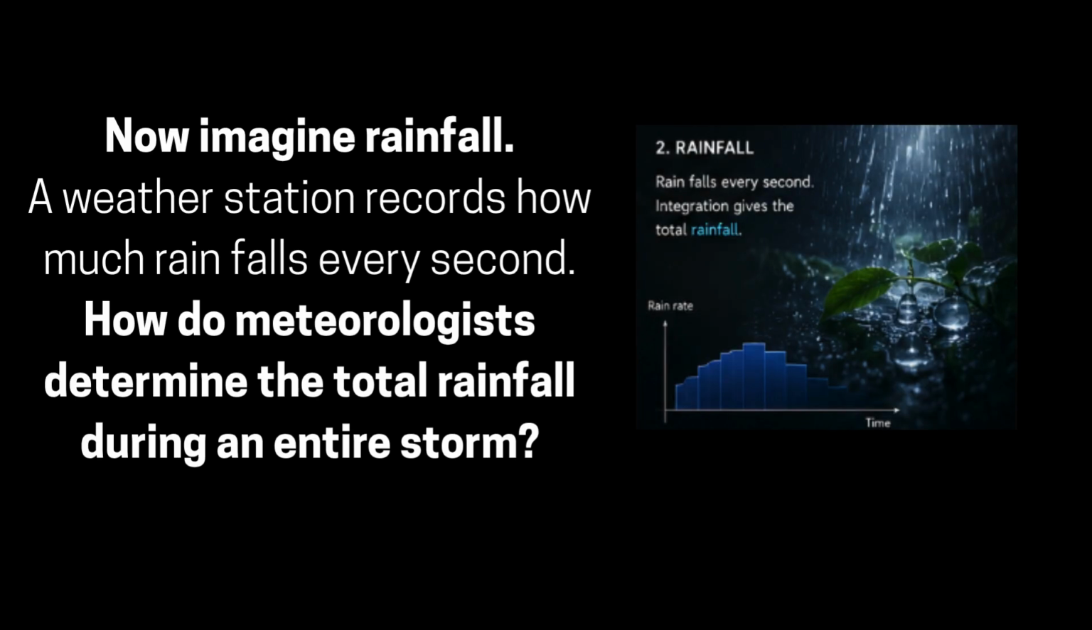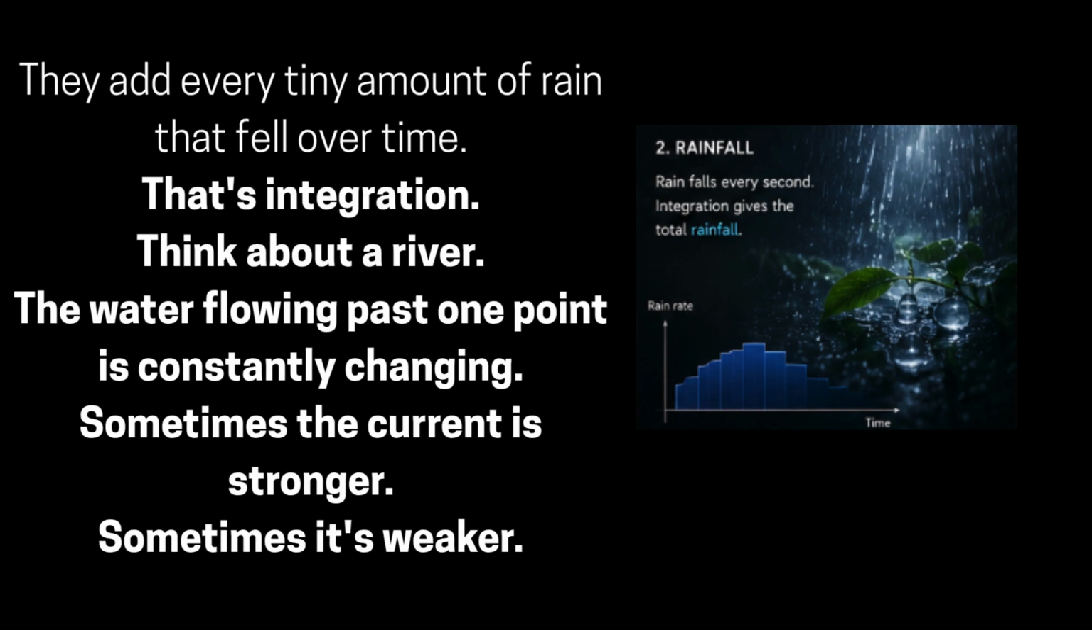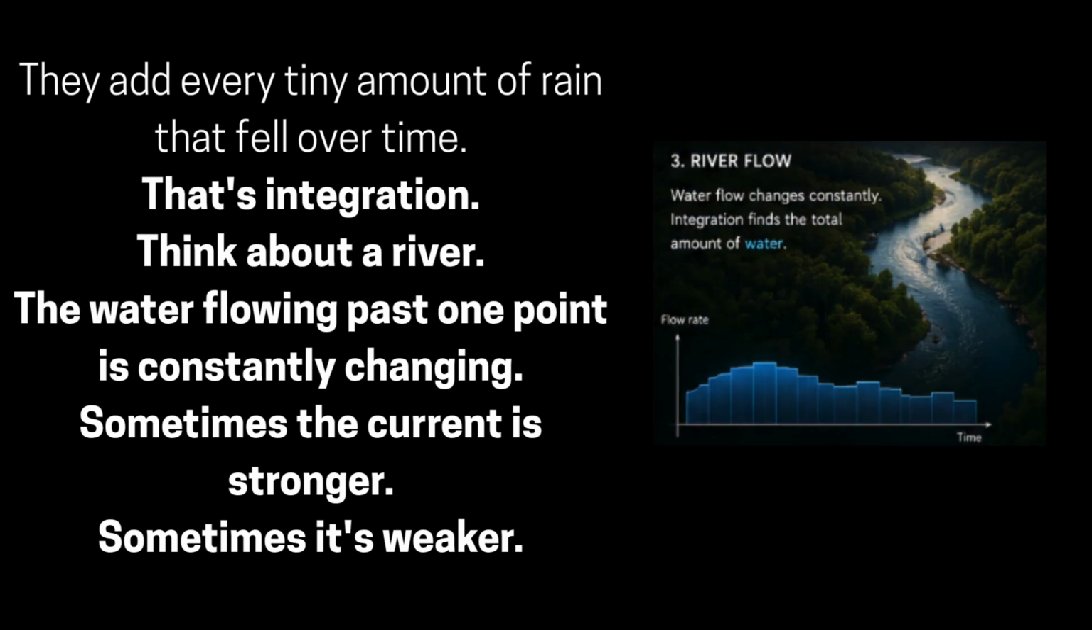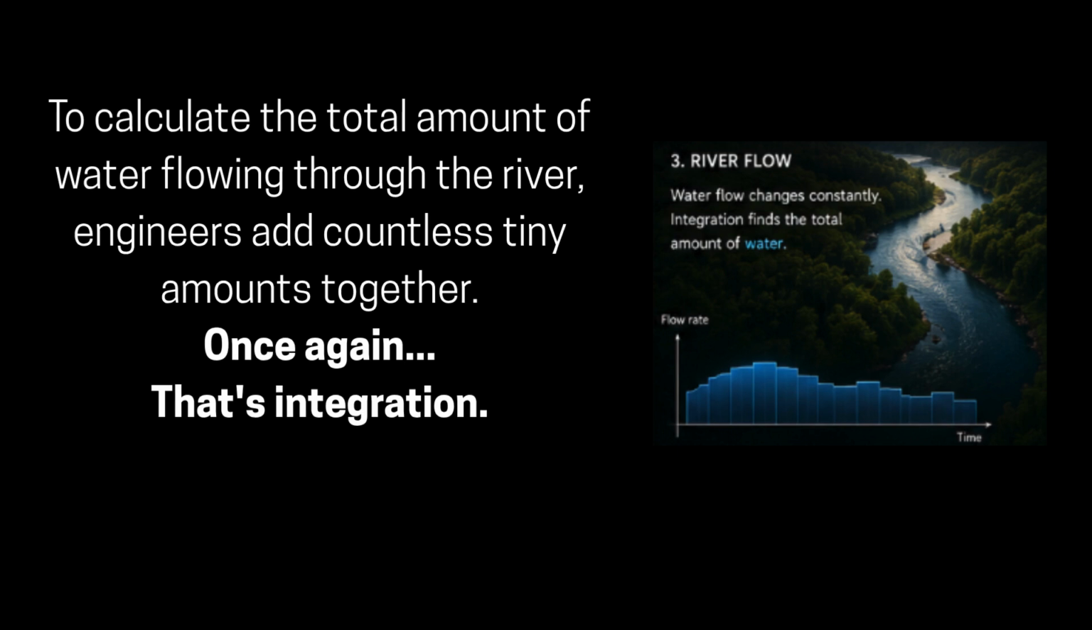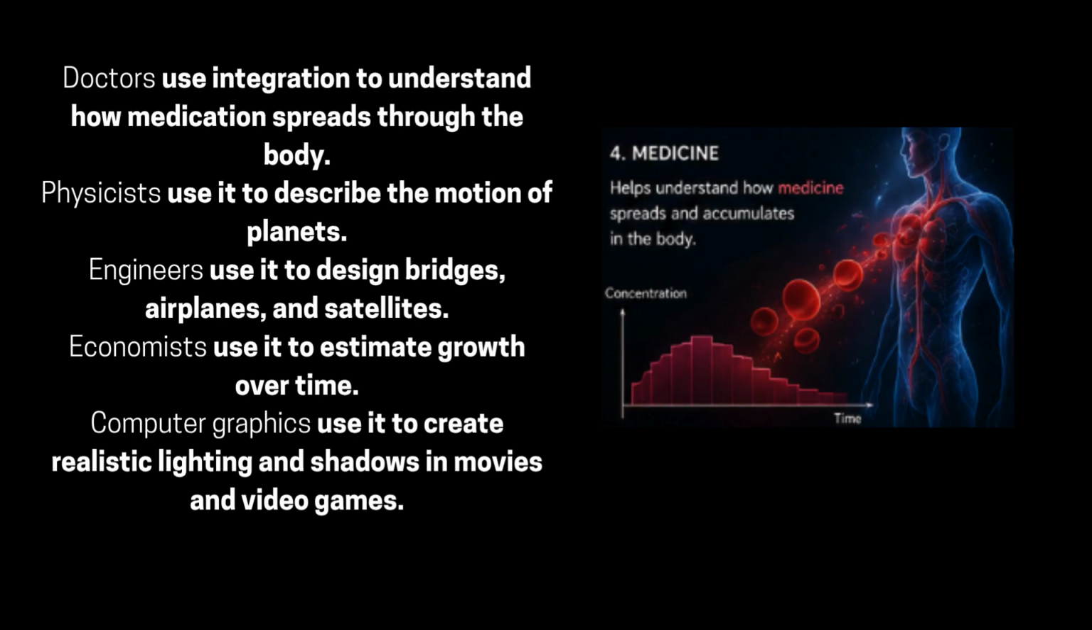A weather station reports how much rain falls every second. How do meteorologists determine the total rainfall during an entire storm? They add every tiny amount of rain that fell over time. That's integration. Think about a river. The water flowing past one point is constantly changing. Sometimes the current is stronger. Sometimes it's weaker. To calculate the total amount of water flowing through the river, engineers add countless tiny amounts together. Once again, that's integration.